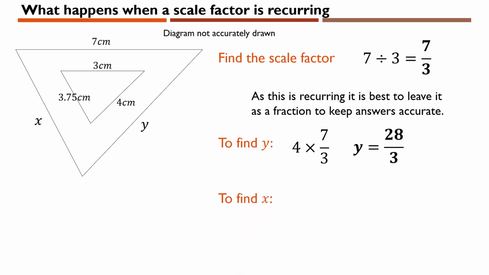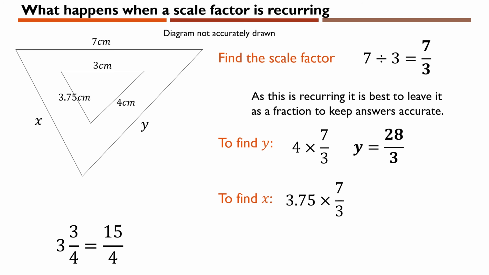And then to find x, again, we're looking over there, we've got 3.75 times 7 over 3, which isn't very nice to look at. And if you didn't have a calculator, it might be quite tricky. So what I would suggest is if you've got something like this, change the 3.75 into a fraction as well, and then you can multiply the fractions together. So I know 3.75 is 3 3/4. I think most of you should know that.